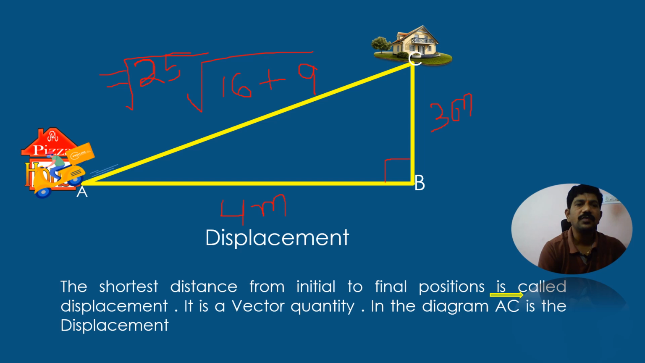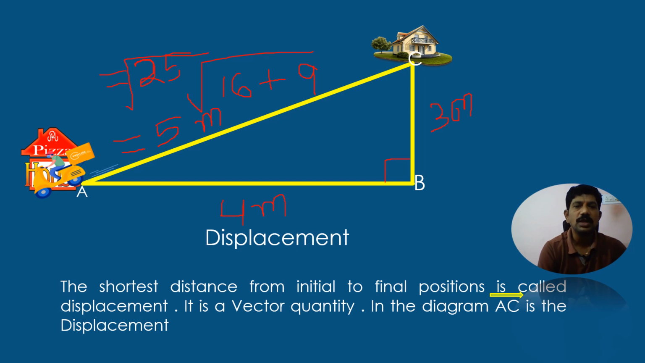What is the square root of 25? It is 5. The displacement of the pizza boy is 5 meters. It is along the direction AC. Are you clear about that one? While writing displacement, you have to mention the direction also.